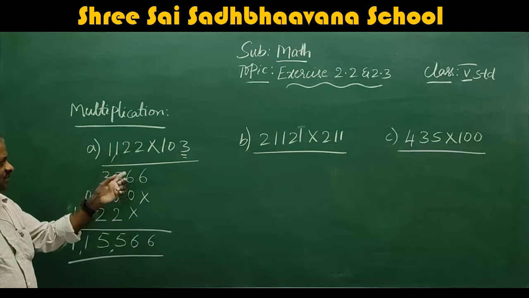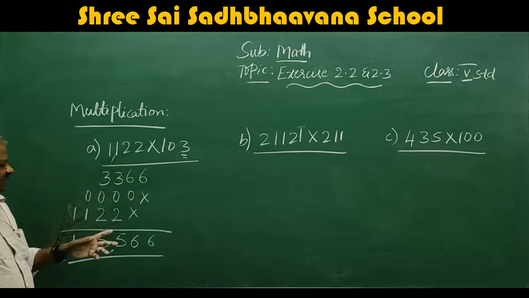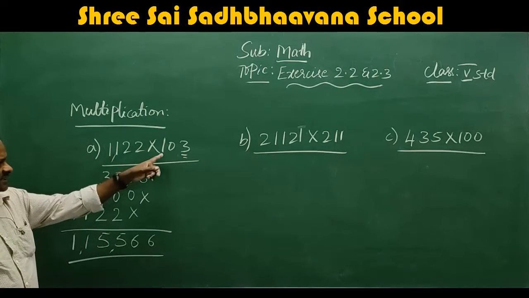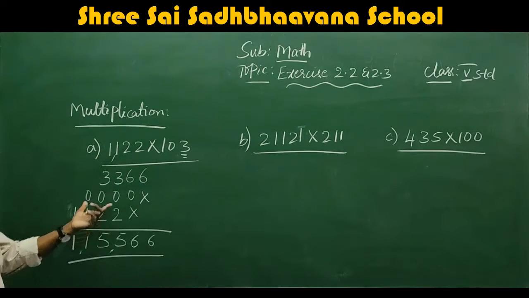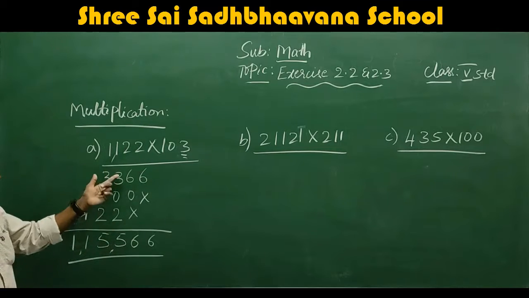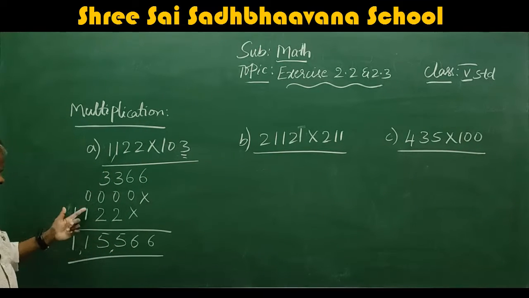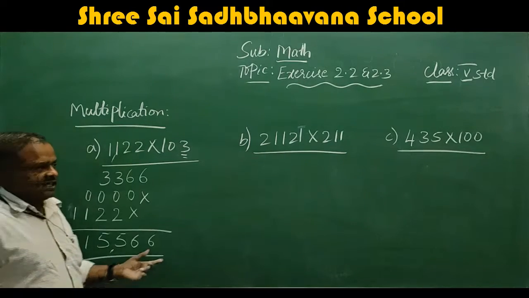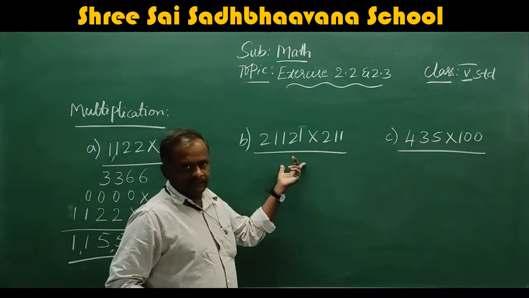3 twos are 6, 3 twos are 6, 3 ones are 3, 3 ones are 3, 0 as it is. From 1, you will get the same number. So adding: 6, 6, 3 plus 2 is 5, 3 plus 2 is 5, 1, 1. Okay, I hope you understand. Next we'll move to the next problem.